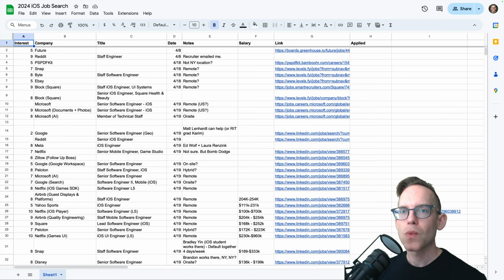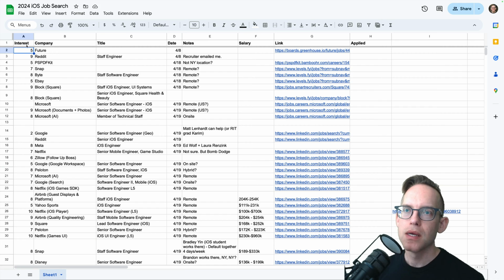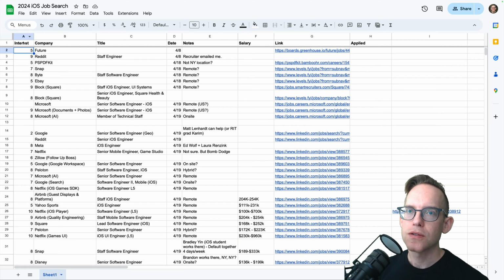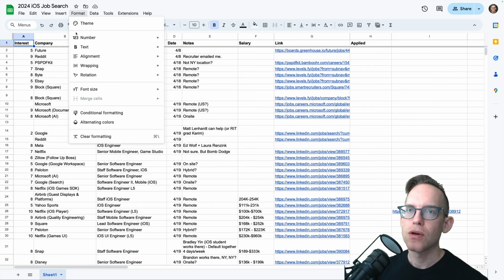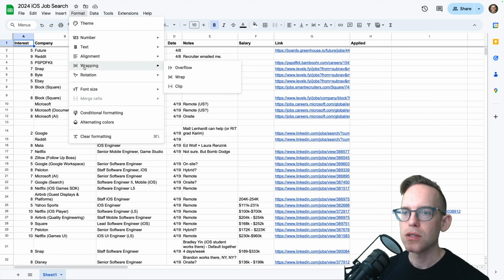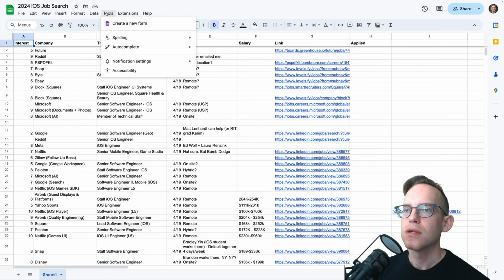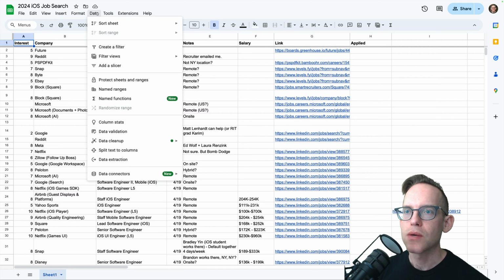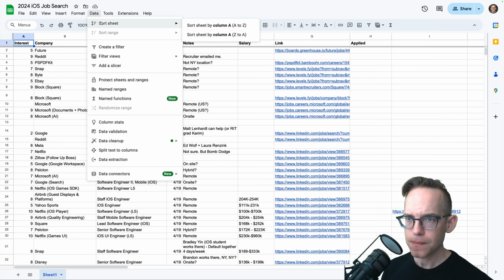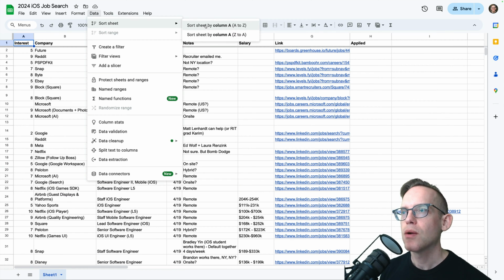And what I did is I put an interest level, and this interest level is 1 to 10. Now what I'm going to do is sort by this. If you go to Format on a Google Sheet, you can do conditional formatting. That's great for highlighting, but what I want to do is filter or sort the entire sheet by a certain column. Right now A is selected, so it's going to let me do that.